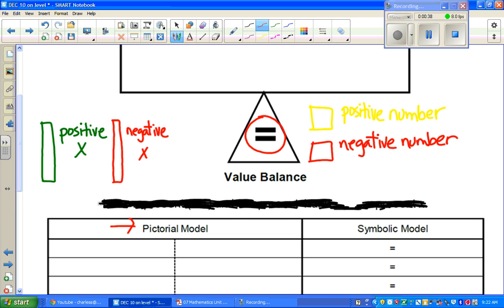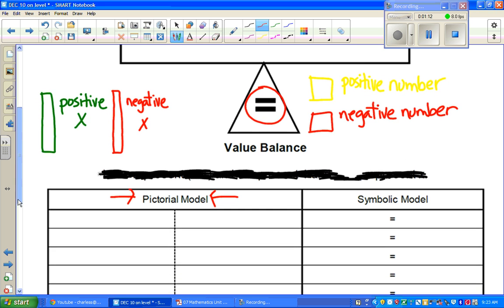As you can see on the board here, a rectangle that's colored green represents a positive x. A negative x is represented by a red rectangle. If you put those two together, they become a zero pair, or they cancel each other out. And over on the right-hand side, you notice that a yellow square represents a positive number, and a red square represents a negative number. Again, those two are a zero pair, and they cancel each other out.